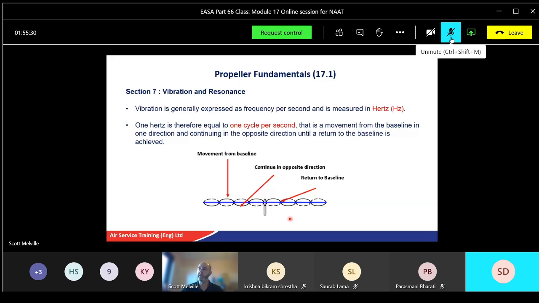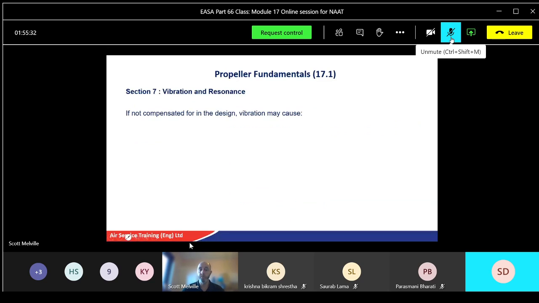If not compensated for in design, vibration will cause, well, nothing good, unfortunately. Excessive flexing causes work hardening of metal. If you've ever got a bit of metal and you bend it forward, backwards and forward, eventually it will heat up and snap. So imagine a propeller blade going back and forward, back and forward. Eventually, especially a metal one, it could work harden and snap. So it results in a section of propeller blade breaking off during operation.